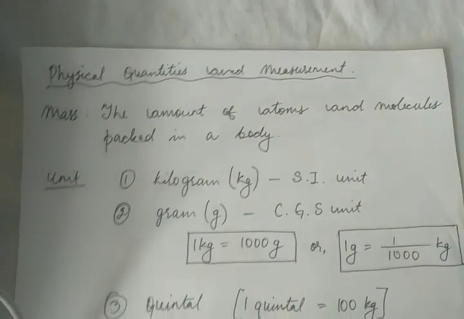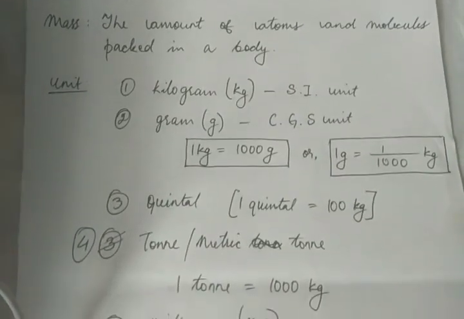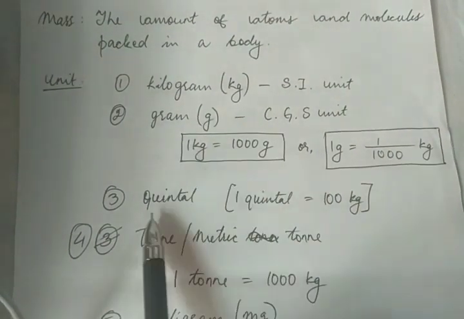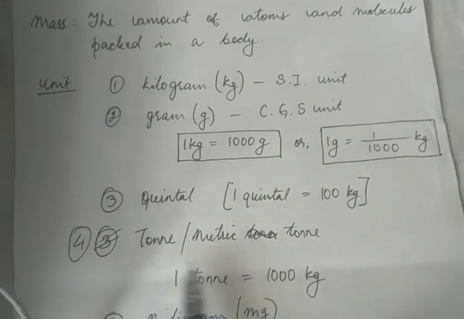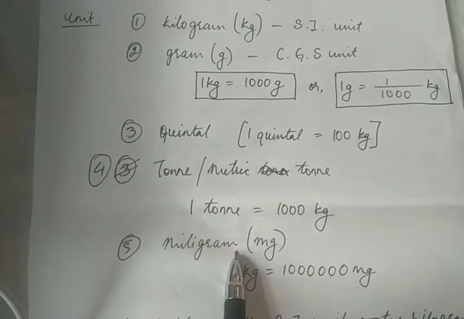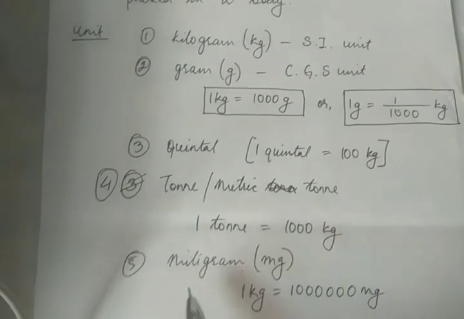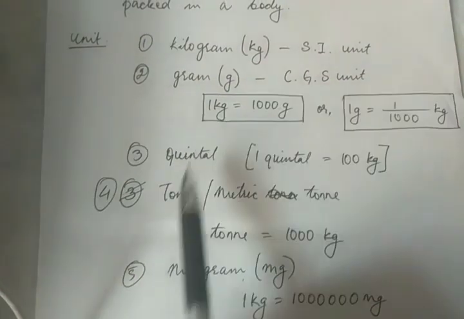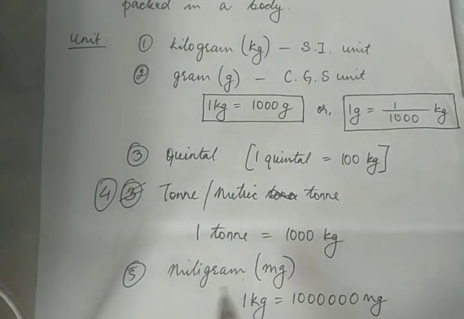So the different units that we use to measure mass are kilogram, represented by kg, gram, quintal, ton, also called a metric ton, and milligram. So these are different units that we use: kilogram, gram, quintal, ton, milligram. We have centigram also, and hectogram. But these are some of the basic units that we use in our day-to-day life.